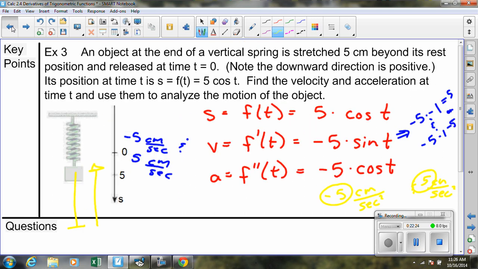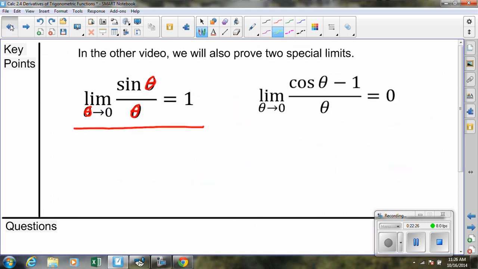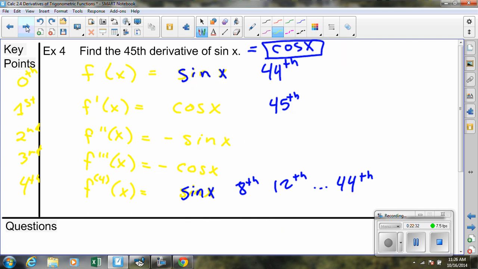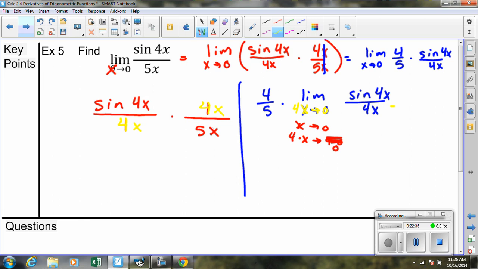Well, if we just replaced theta with 4x in this theorem, we could apply that right away and simply say this is 4/5 and the limit is 1. So 4/5 times 1, we get 4/5 for the overall answer, and we are completely finished.